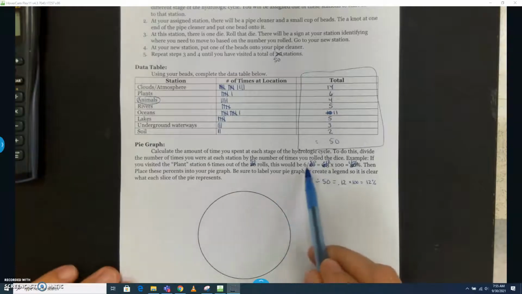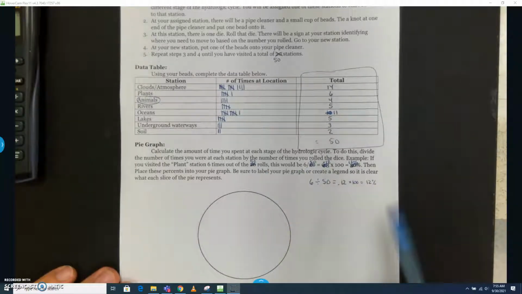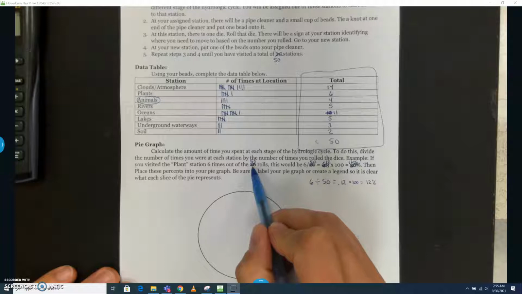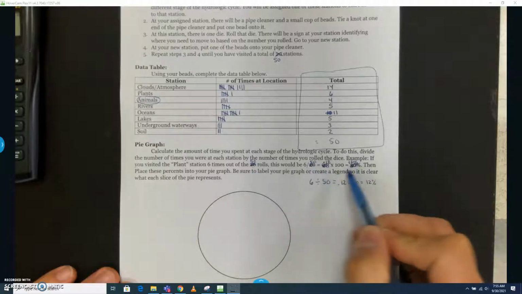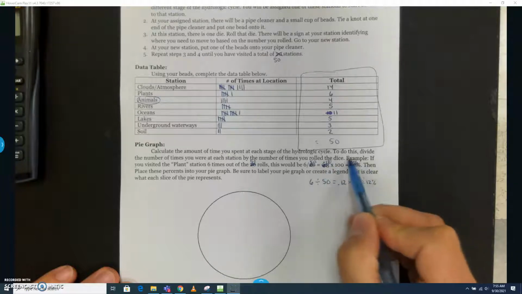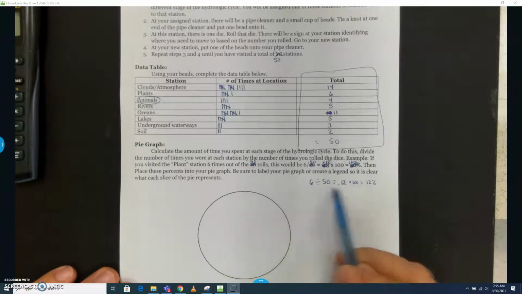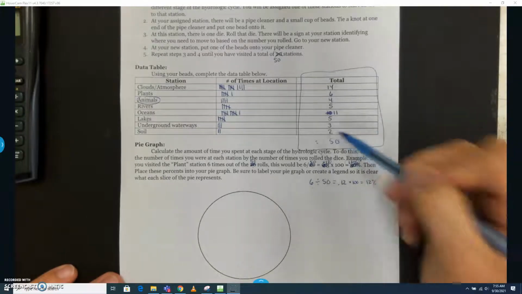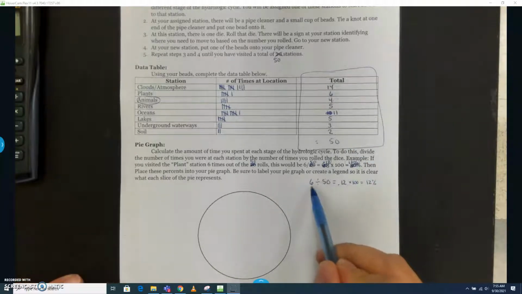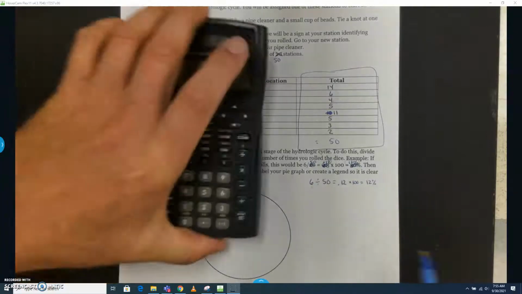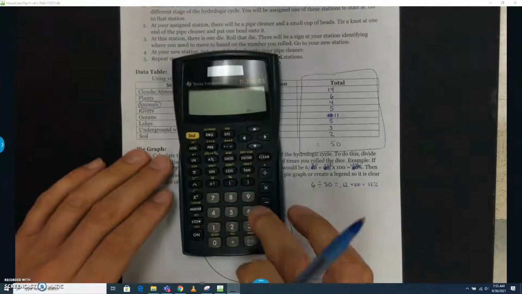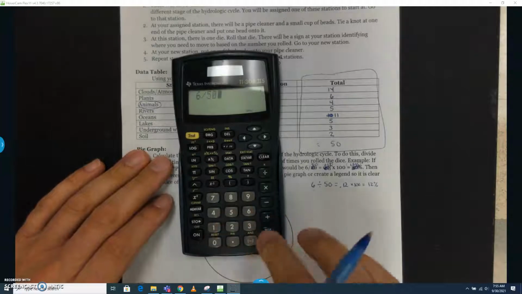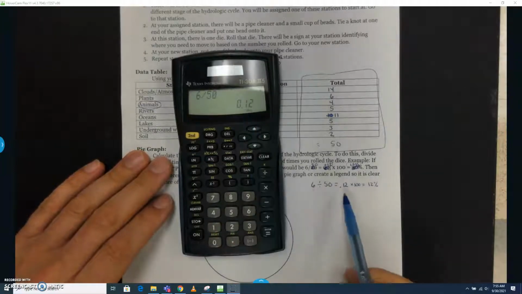And there's an example down in the reading that I gave you, but we changed it to 50 rolls instead of 20, so we had to change the 20 to 50, which kind of changed our percentage. I rewrote it down here so it's a little bit easier to see. But if you had a 6 up here, you would do the math by 6 divided by 50. So let's plug that into my calculator here. 6 divided by 50 equals 0.12.